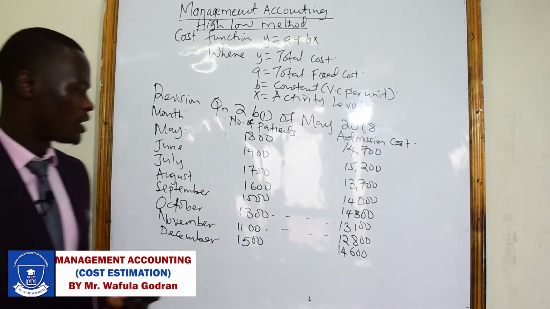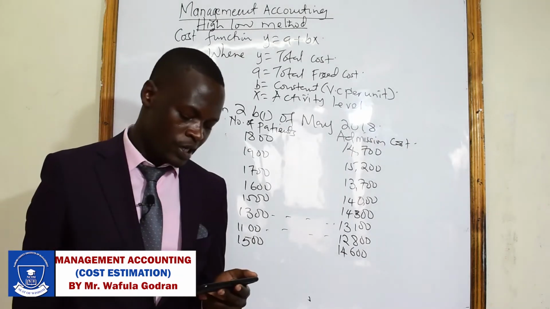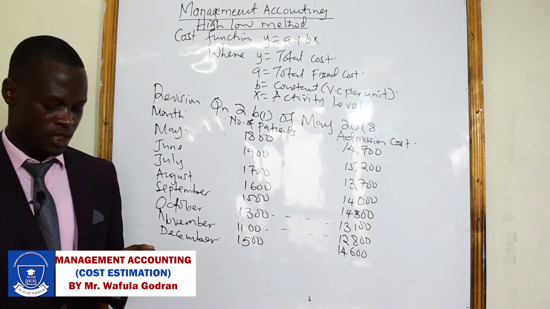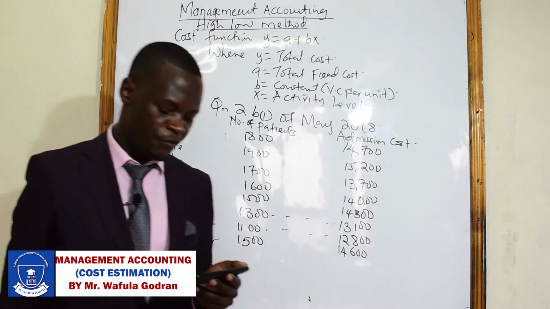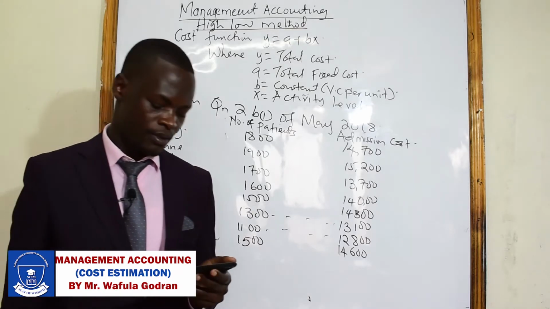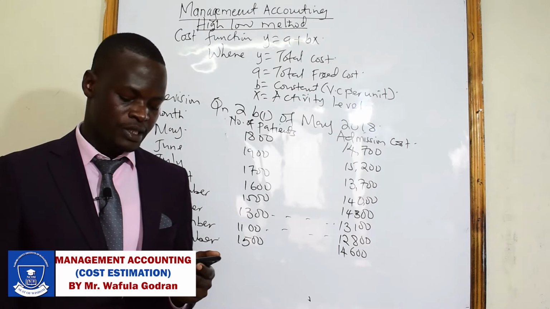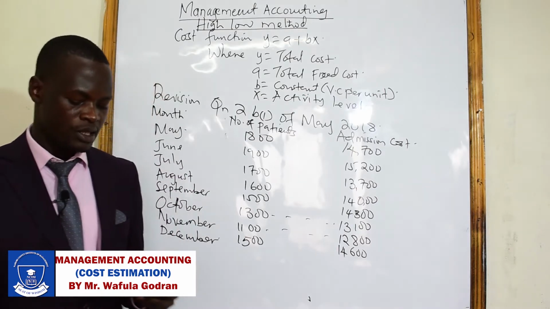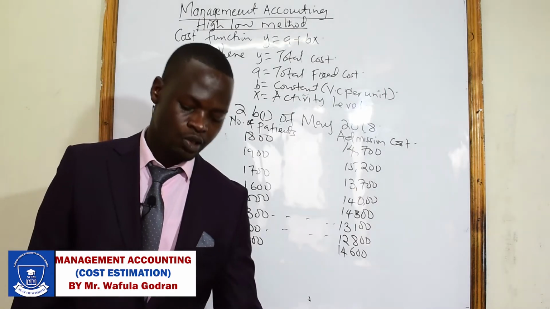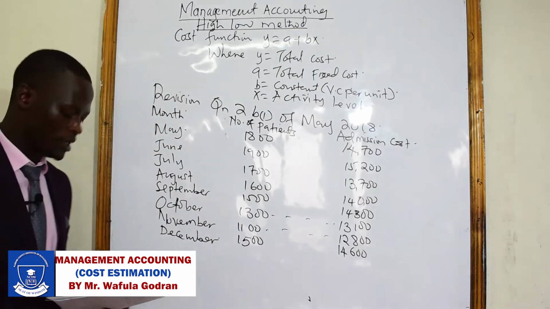Required, Roman 1. The question states, using the high-low method, estimate the fixed and variable components of admission cost. So we want to see what happens.